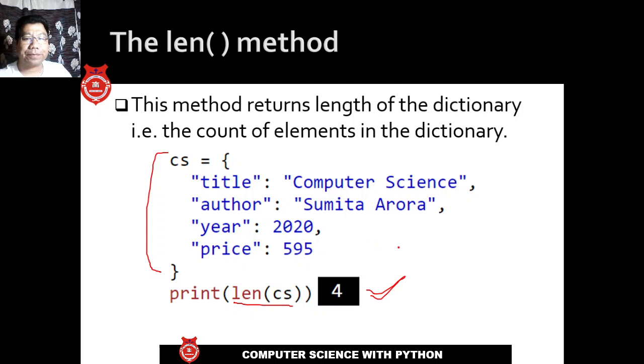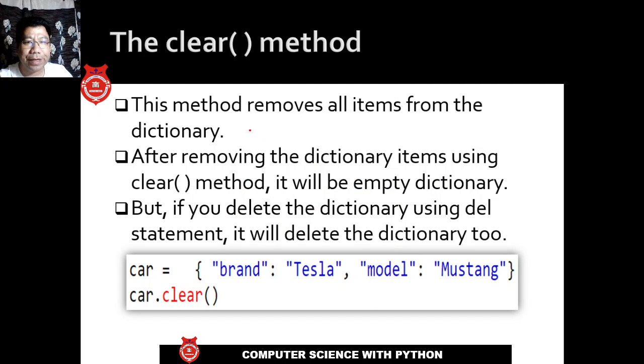Next is the clear method. The clear method removes all items from the dictionary. After removing, it will create an empty dictionary. I want you to know that if you use the del command, the dictionary itself may be deleted, but using the clear command, only the values will be deleted. For example, car is a dictionary with brand and model. The brand is Tesla, the model is Mustang. So if I clear like this, then all the elements will be cleared.